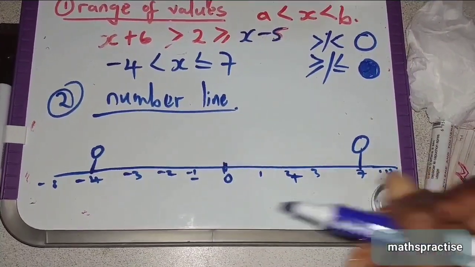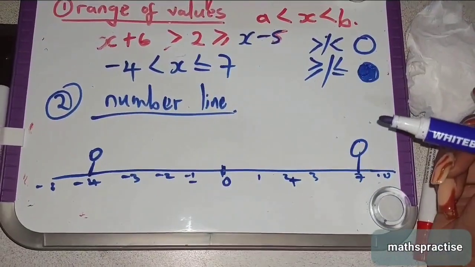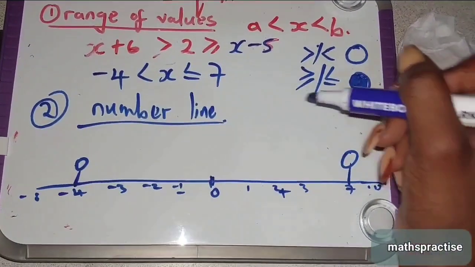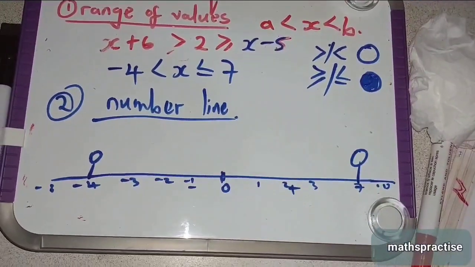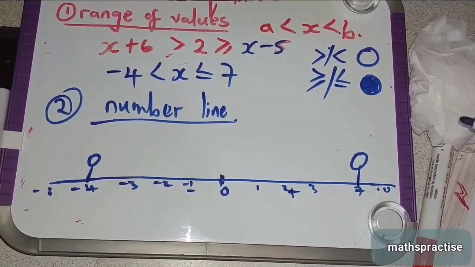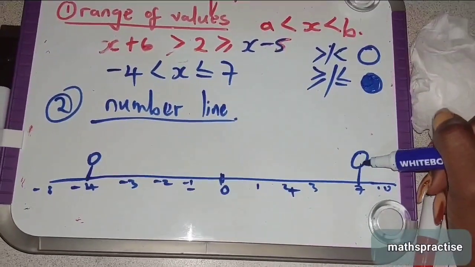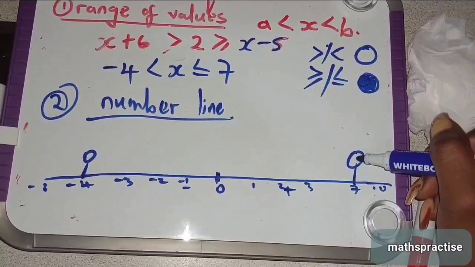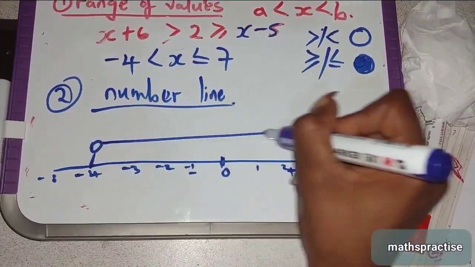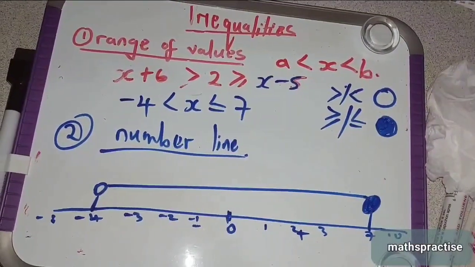That's the next thing. You look at the signs. Minus 4 is less than x. It's less than, so it's a plain circle. Then x is less than or equal to 7. So our sign here is or equal to, so it becomes shaded. Then you simply draw your straight line. That's the number line.